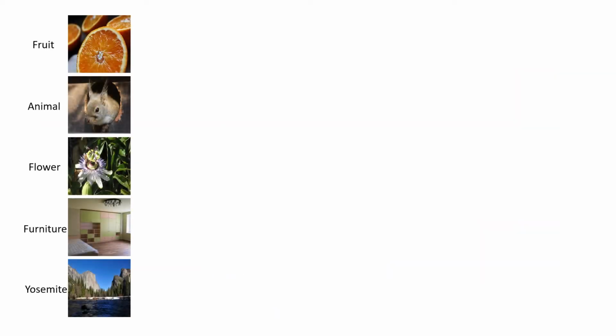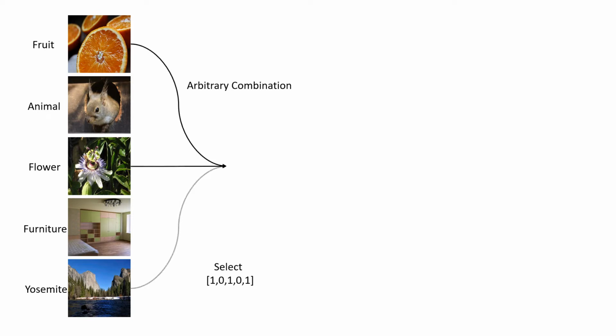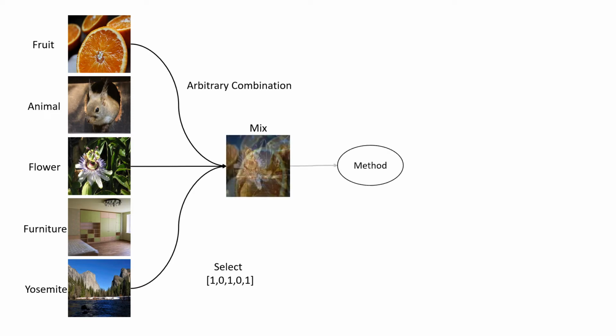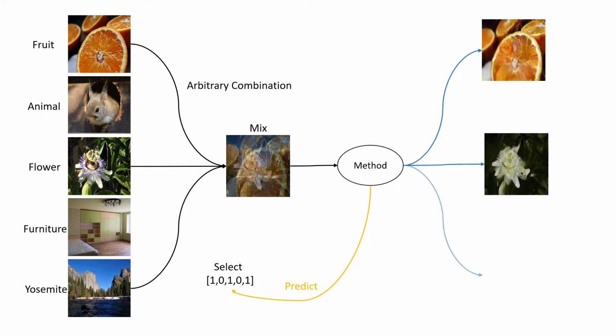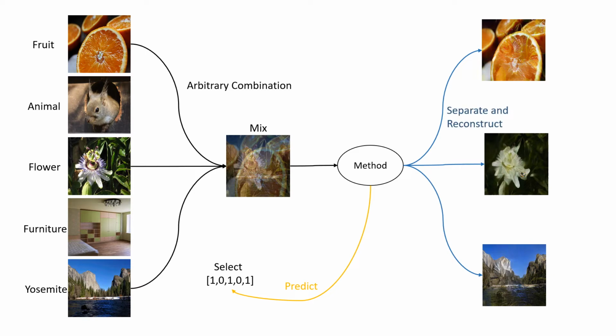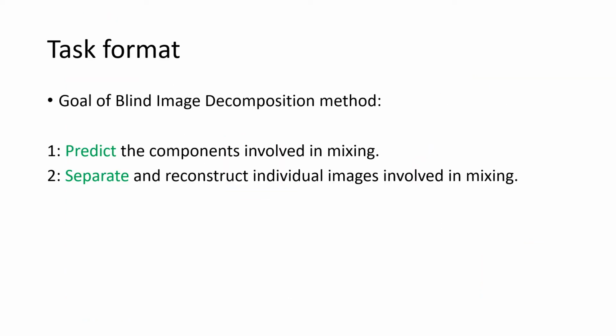Here is a demo of the blind image decomposition setting. We predefine some source components containing images of a certain class. We randomly choose images from different sources, then mix them. We want to have a method to predict the sources involved in mixing, as well as separate and reconstruct individual images involved in mixing. The goal of a BID task can be summarized using 2 keywords, predict and separate, where we want a model to predict the components involved in mixing and separate individual images involved in mixing.